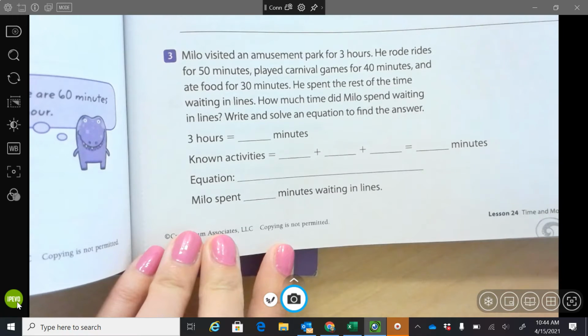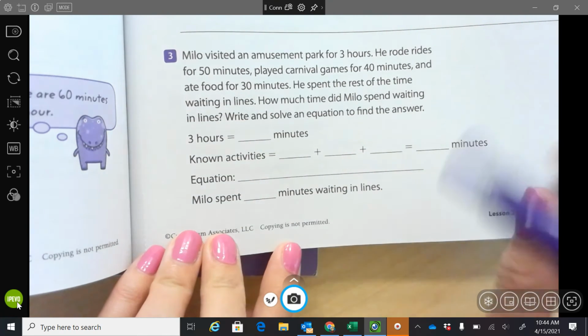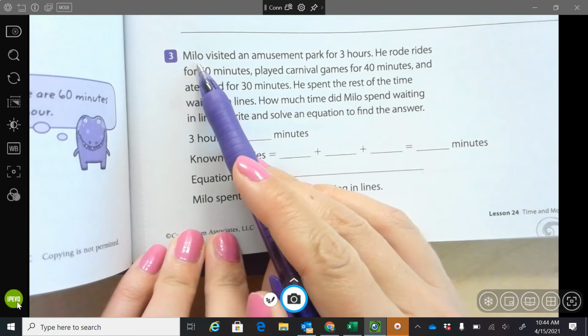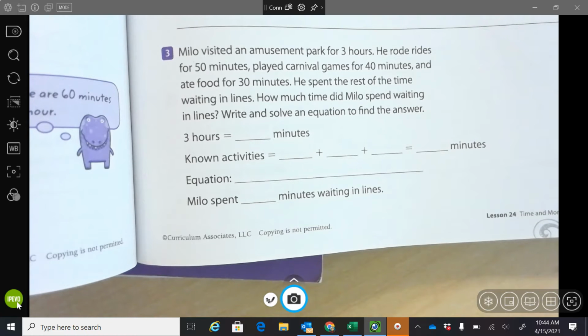I'm kind of just skipping around because I want you guys to understand the different parts of the problems and what they're asking. All right, show me 3 when you're ready for number 3. Okay.